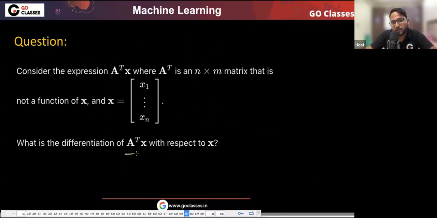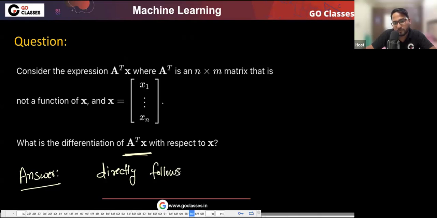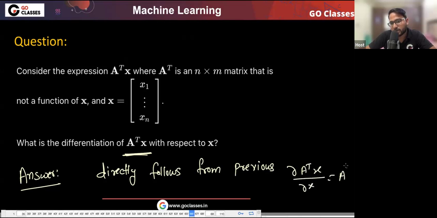So can you tell me the differentiation of A transpose x with respect to x? If differentiation of Ax with respect to x is A, then what about A transpose x? You can just assume that to be B. It will be A transpose, right? So the answer directly follows from the previous result. It is A transpose. Directly, A transpose x will be just A transpose.